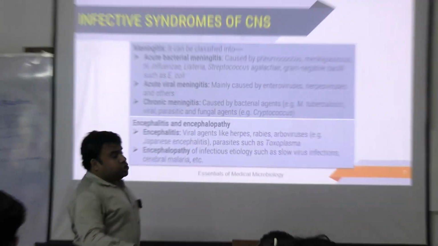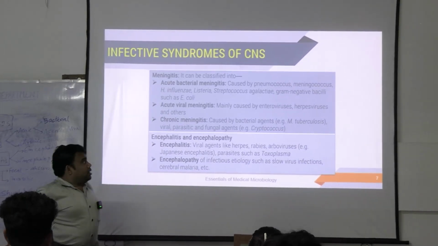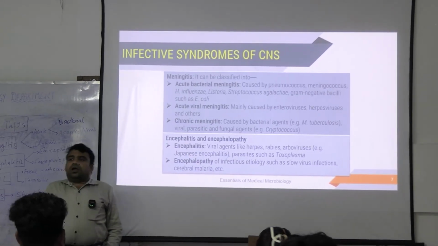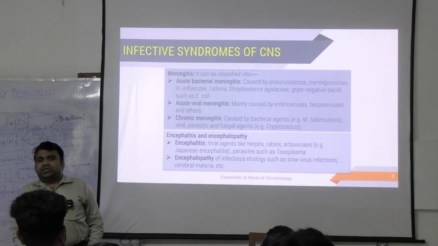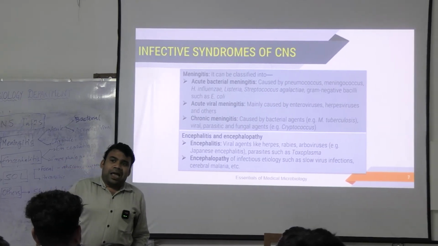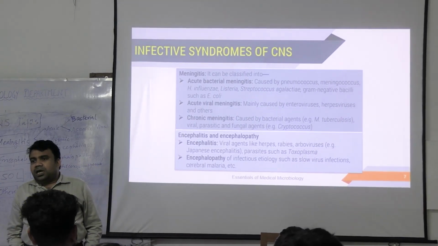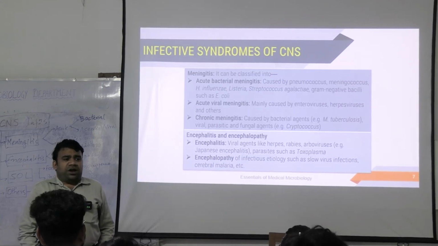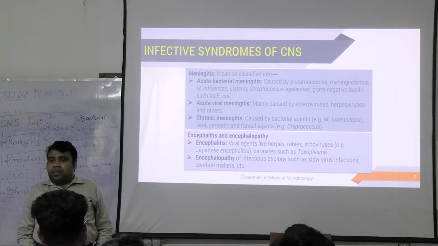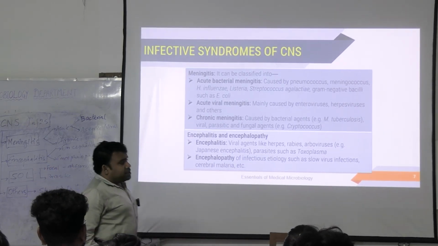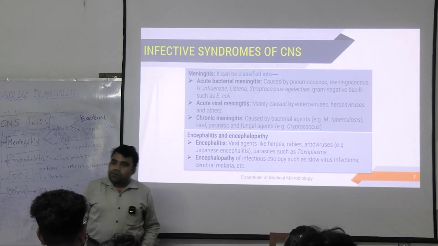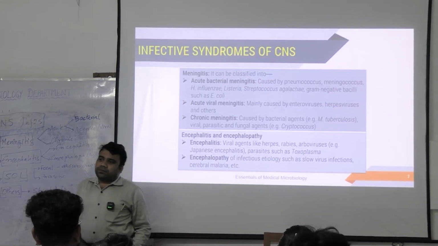Now coming to the etiology, look at this chart. First, acute meningitis can be differentiated into 2 important parts. One is called acute bacterial meningitis, another will be acute viral meningitis. The common causes of acute bacterial meningitis would include, what are the common causes?